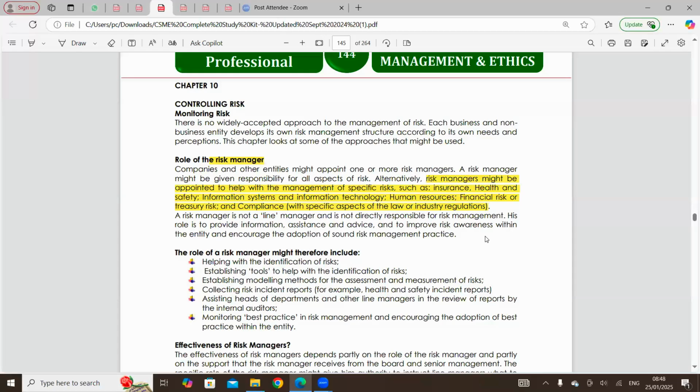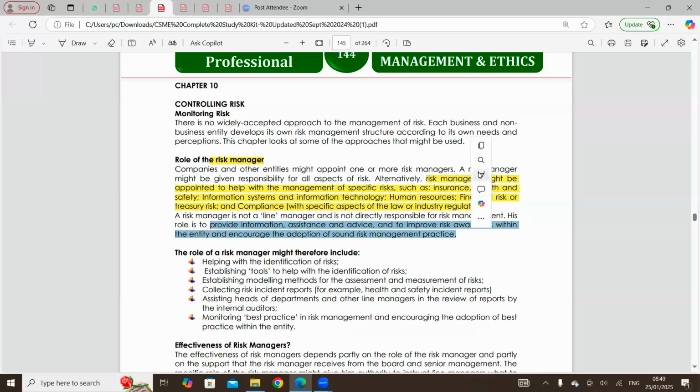Now we said a risk manager is not a line manager and is not directly responsible for risk management. His role is to provide information, assistance, and advice to improve risk awareness within the entity and to encourage the adoption of sound risk management practice. All this plenty English is to say that the risk manager, to a certain extent, is supposed to be a standalone individual. He's not a line manager. He's like an internal auditor, reporting to management, because what he's doing is like an oversight role. He's providing information, assistance, and guidance to improve the risk awareness of the entity.